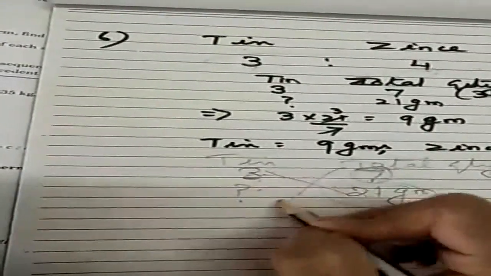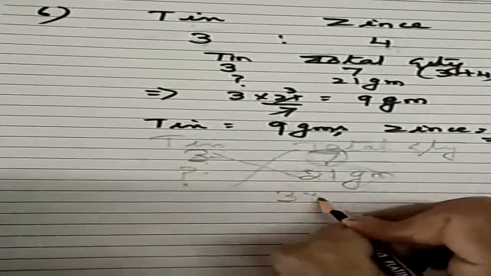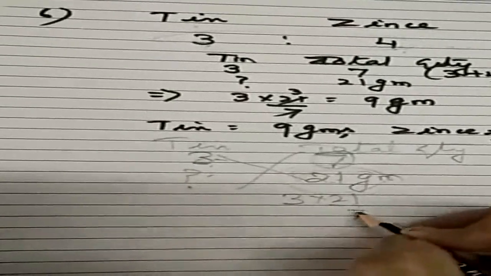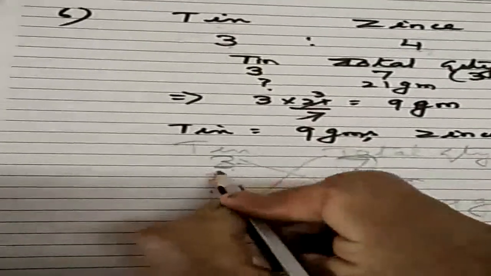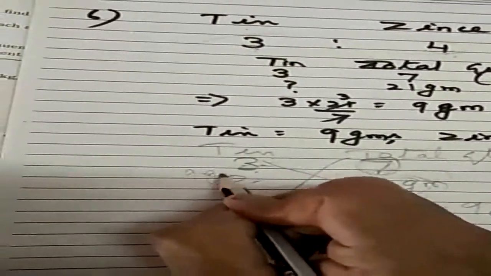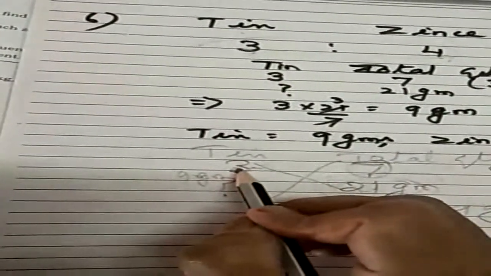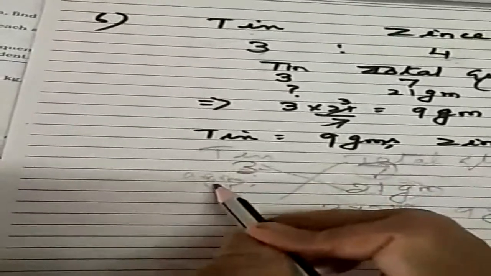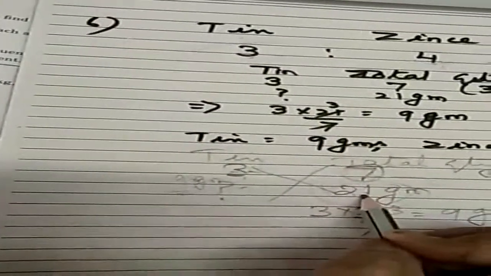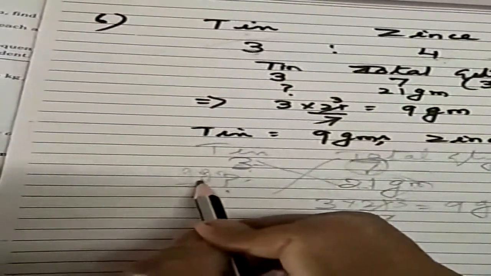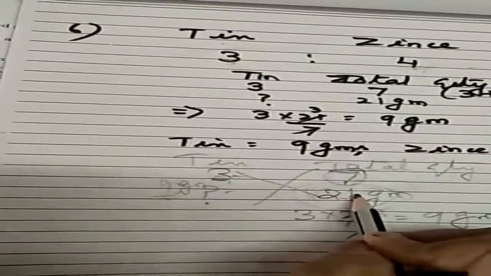Okay, do the cross multiplication. What do you get? 3 into 21 by 7. 7 3s are 21, so you get 9 gram. So what is this 9 gram? 9 gram is the tin. See, in the ratio you know the tin is 3. Now in gram, you have come to know how much tin is mixed in the alloy of 21 gram. 9 gram of tin is mixed in the alloy of 21 gram.